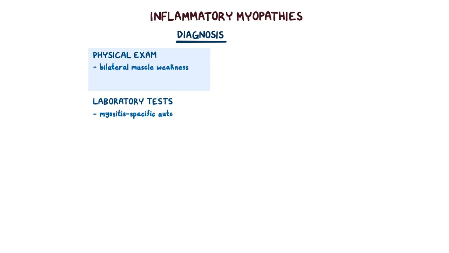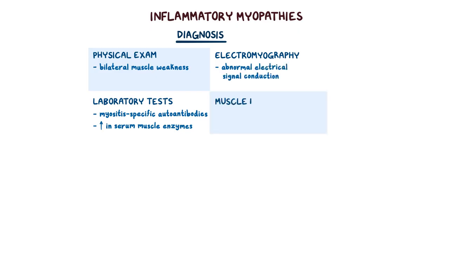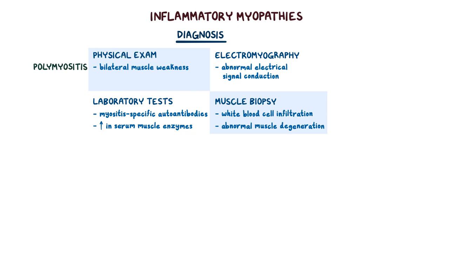Alright, as a quick recap. Inflammatory myopathies refers to polymyositis, dermatomyositis, and inclusion body myositis. Diagnosis of inflammatory myopathies involves physical examination showing bilateral muscle weakness, laboratory tests showing positivity for myositis-specific autoantibodies and elevation in serum muscle enzymes, electromyography showing abnormal electrical signal conduction, and muscle biopsy showing white blood cell infiltration and abnormal muscle degeneration. To diagnose polymyositis, all 4 of these must be present, while for dermatomyositis, 3 out of the 4 must be present, plus there has to be a skin rash.